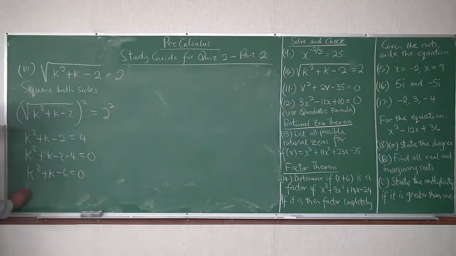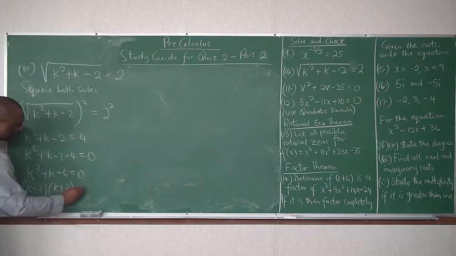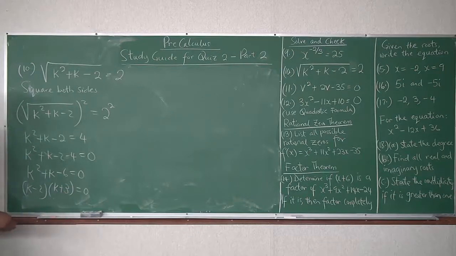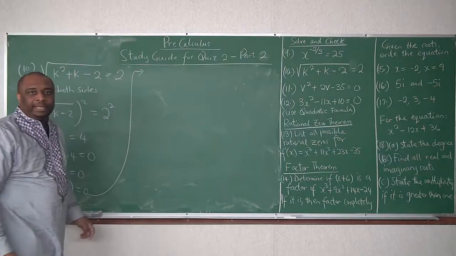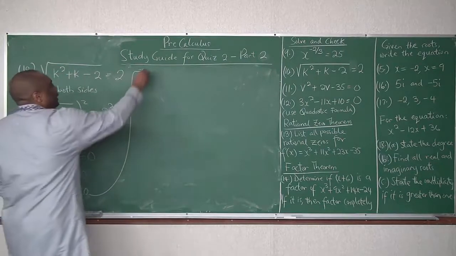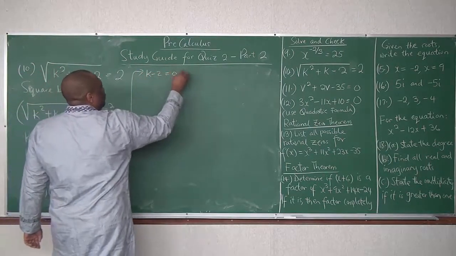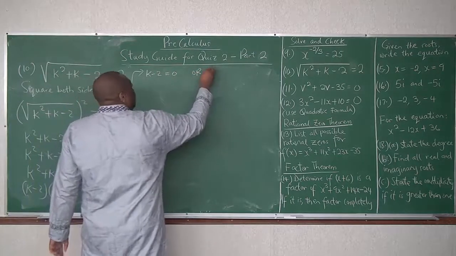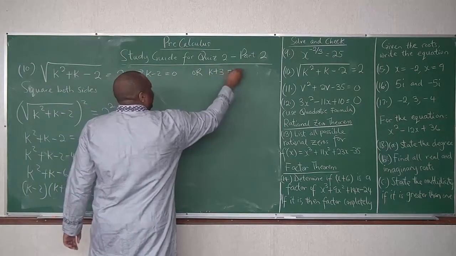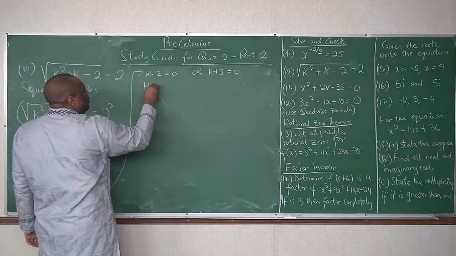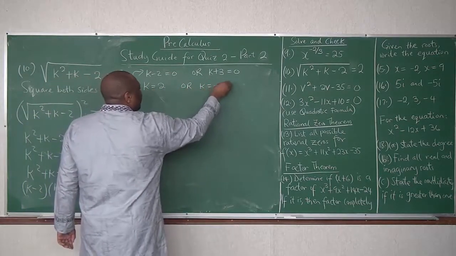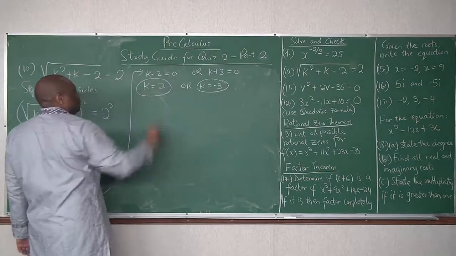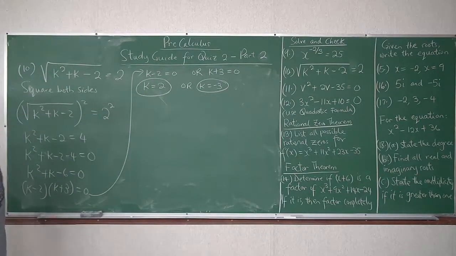So you have k minus 2 times k plus 3 equal to what? 0. Then you use your zero product property. k minus 2 is 0 or k plus 3 is 0. So k will be equal to 2 or k will be equal to negative 3.